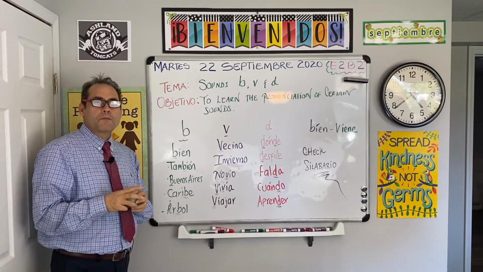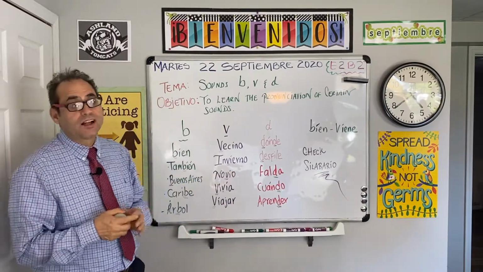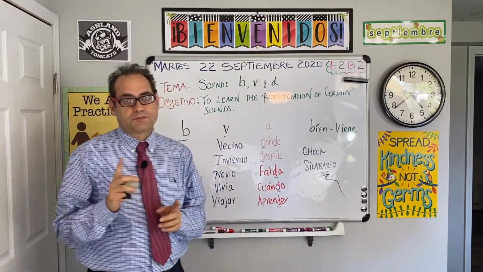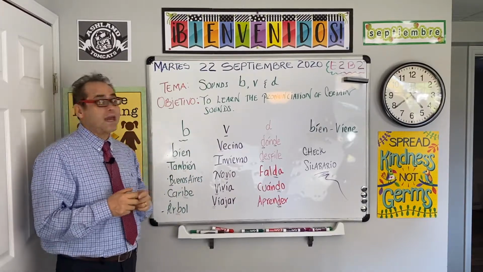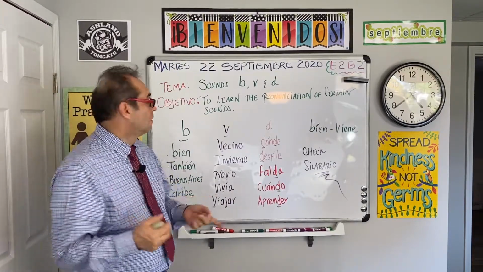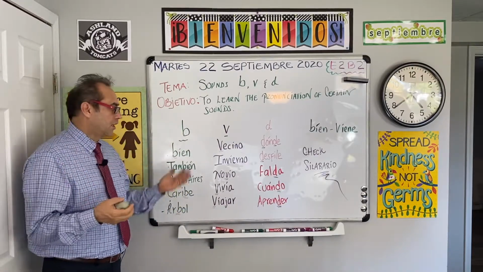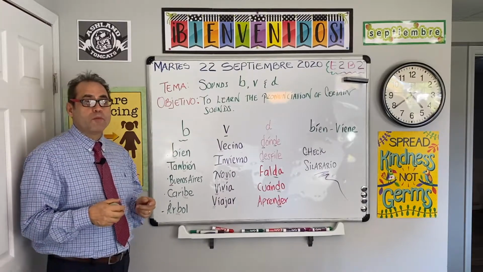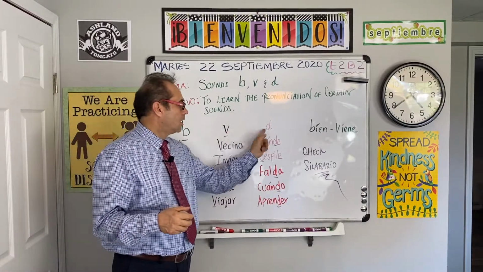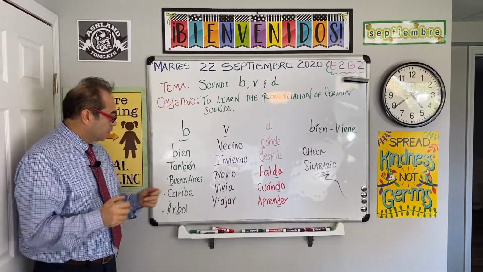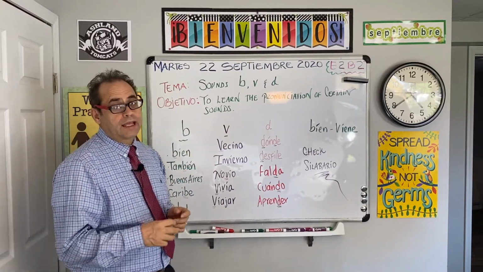Hoy empezamos con pronunciación, pronunciation, phonetics, phonology. It's hard? Not really. Spanish is easy. Easier than English. Okay? Tema: sounds B, V, and D. How to learn the pronunciation of certain sounds. We're going to pronounce certain letters here. Okay, we got the B, V, and D. We're going to pronounce these words right now, and you're going to see that they are really similar. It is not like in English.